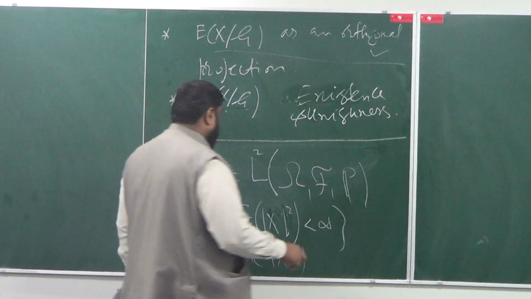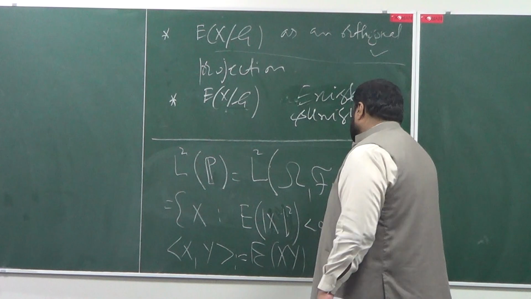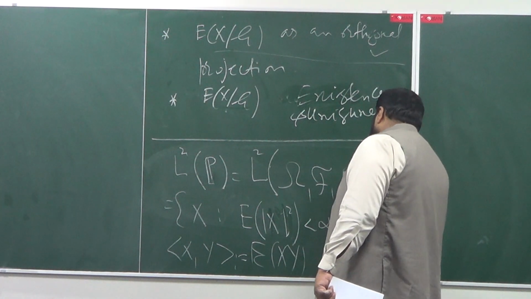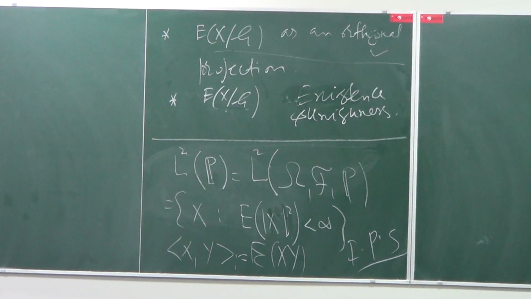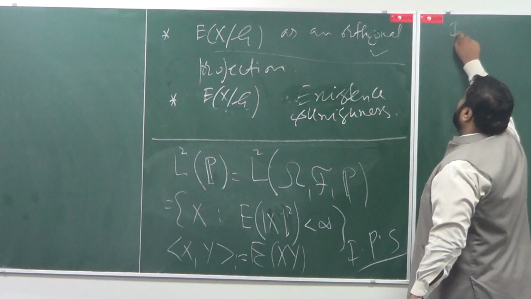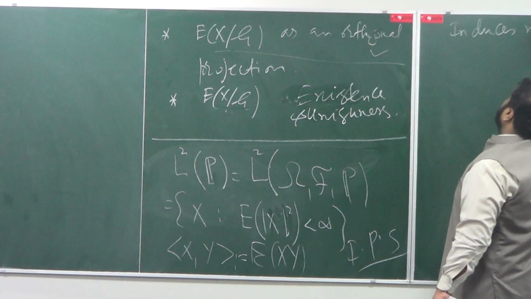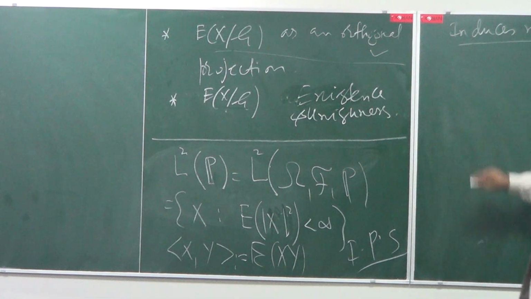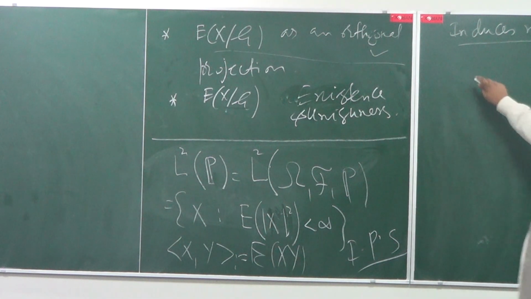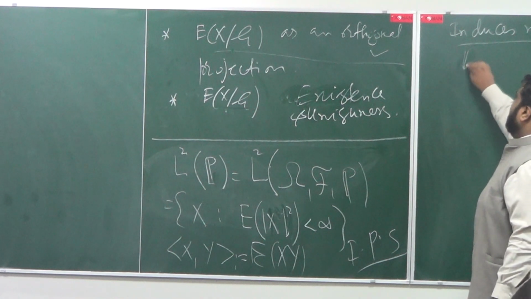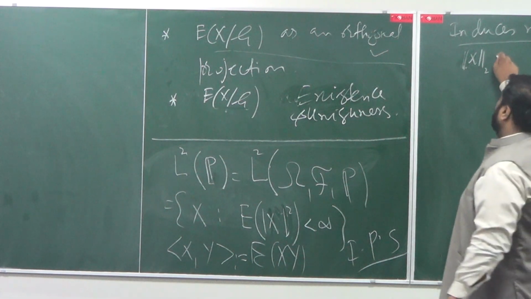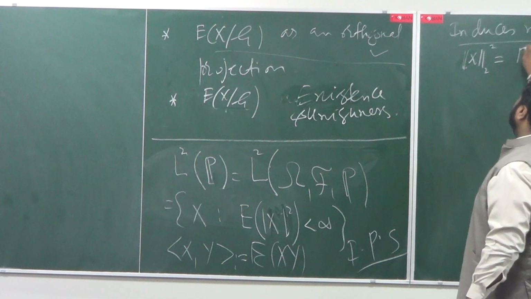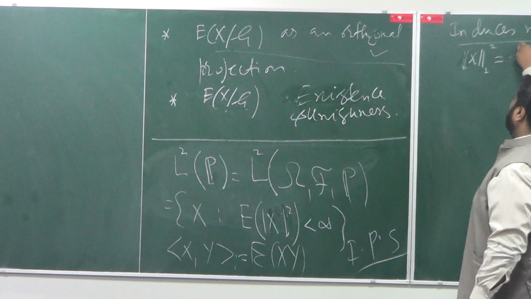What we can show is that with this inner product, this L2 of P is an inner product space. Now I also know that this inner product induces a norm. What would be the norm induced on this, let's say denoted by the two-norm? It is the square root of the expectation of the absolute value squared.